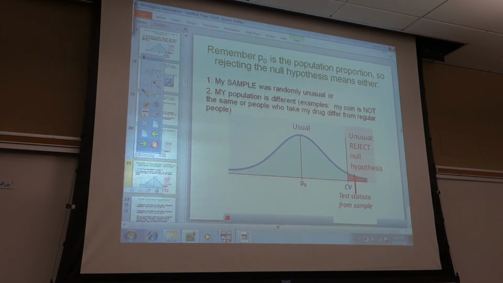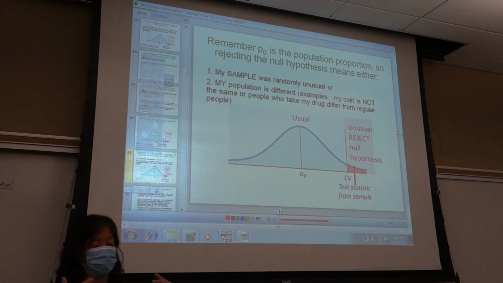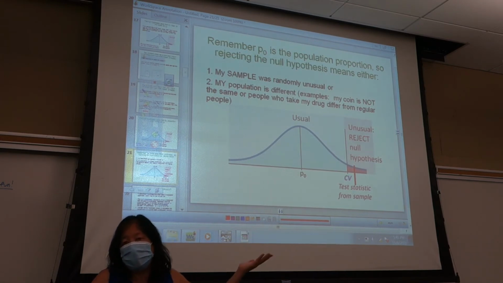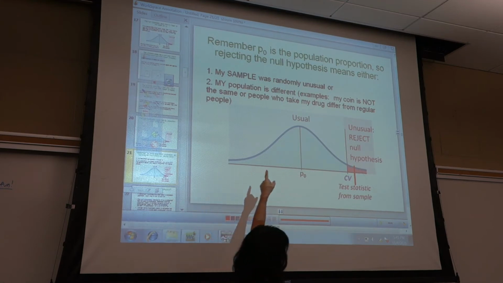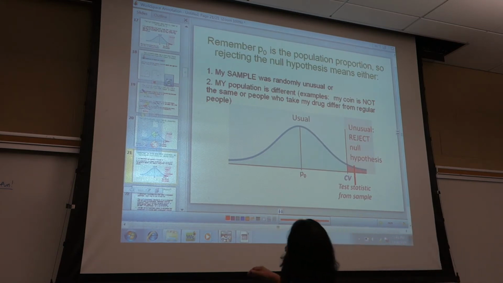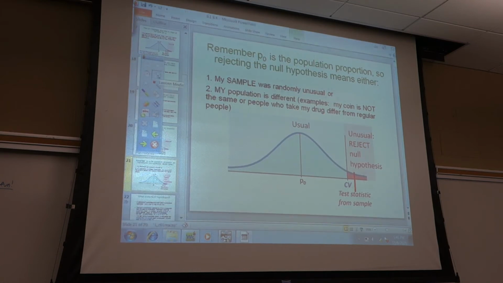Please note that when we reject the null hypothesis, there are two possibilities. Maybe my sample happened to randomly be unusual. Maybe my coin really is 50-50, and I just happen to be one of those 1 in 100 chances of getting 9 out of 10 heads. It's possible. Or the other possibility is that my coin really is weighted to come up heads a lot more than tails. But again, when you get something unusual, that's when you reject the null hypothesis, because it probably is not correct.